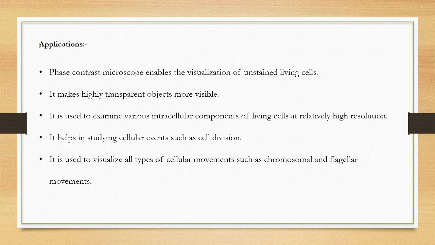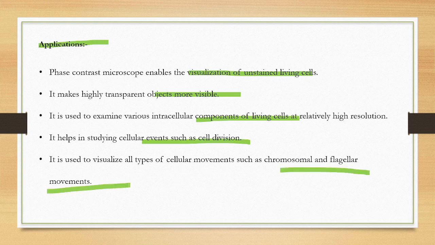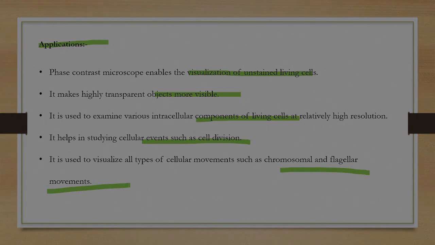So these are the applications of the phase contrast microscope. Clear visualization of unstained living cells. It makes highly transparent objects more visible. It is used to examine various intracellular components of living cells at relatively high resolution. It helps in studying cellular events such as cell division. It helps to visualize all types of cellular movements such as chromosomal and flagellar movement. That's all about the phase contrast microscope.